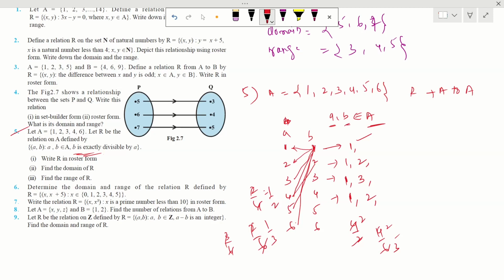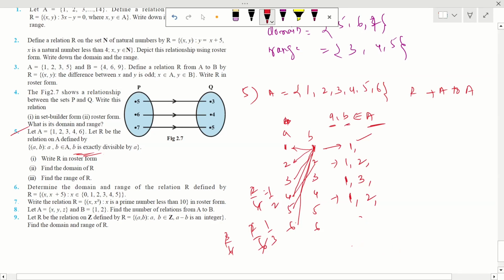Then next is 5. 5 by 1, yes, it is divisible by 1. 5 by 2, no. 5 by 3, no. 5 by 4, no. 5 by 5, it is divisible by 5. 5 by 6, no. 6 is divisible by 1, and 2, 6 by 2, yes. 3, it is also divisible by 3. 6 by 4, no. 6 by 6, it is divisible by 6.